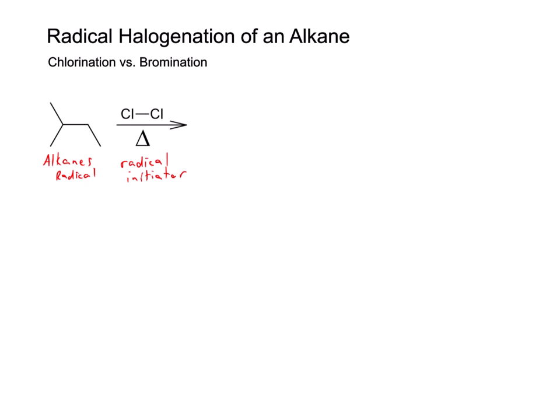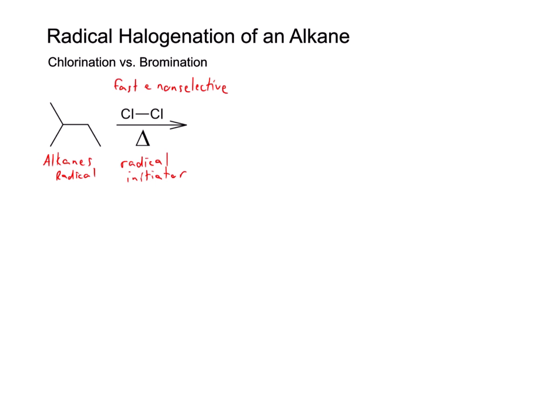And for radical chlorination, the most important thing that you need to know about it is that it is fast and non-selective. And what do I mean by fast and non-selective? That means that when chlorine radicals go to abstract a hydrogen from an alkane, they will abstract any hydrogen. It doesn't matter how stable the radical is going to be that it's going to generate, because that chlorine radical is non-selective.